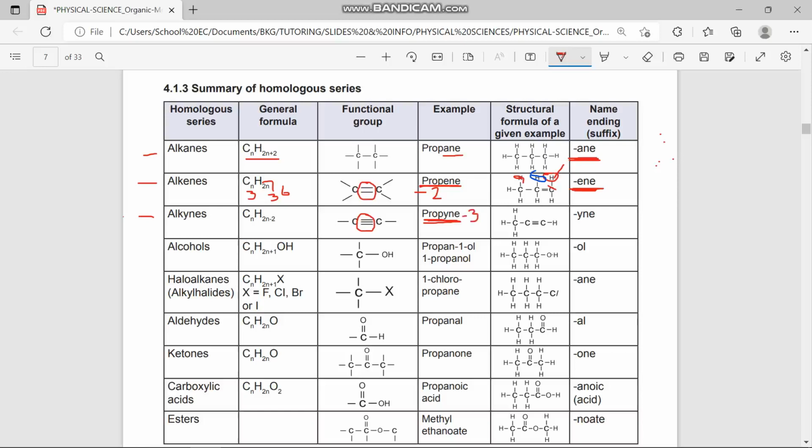As you can see in the structural formula, we have 1, 2, 3 C atoms. The name ending is -yne. Propyne, butyne, hexyne, heptyne, octyne. That's the ending, which is the suffix of this homologous series. So let's make our three examples.